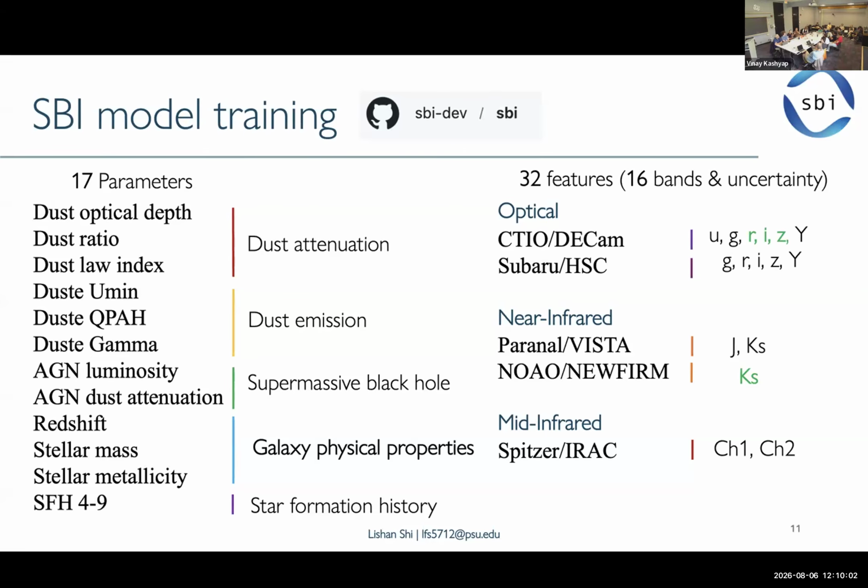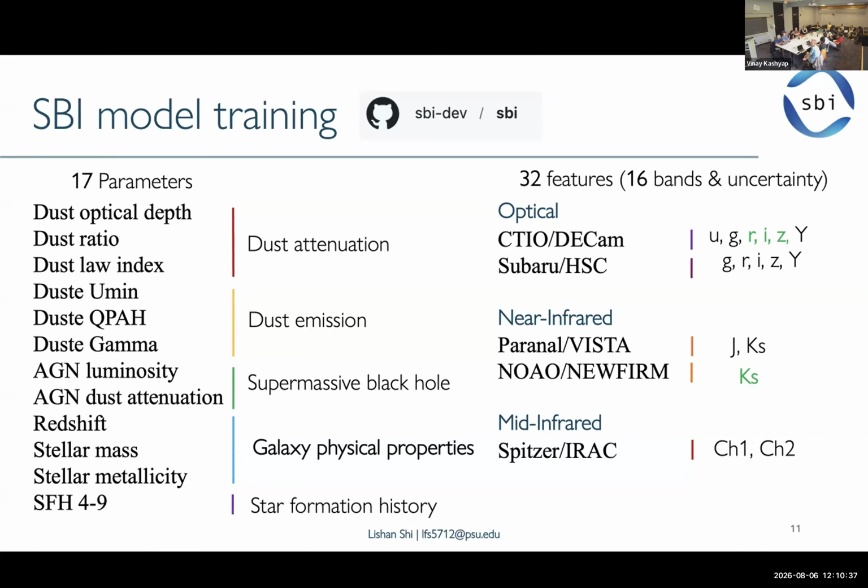That's correct. But also I want to say that not all the 17 parameters are very well constrained. For example, the dust ratio and AGN parameters are basically returning the prior because they're so loosely constrained. I think AGN parameters in some very specific cases, maybe in the high stellar mass case, can be constrained and give some information. And SBI is so good at capturing these specific patterns.